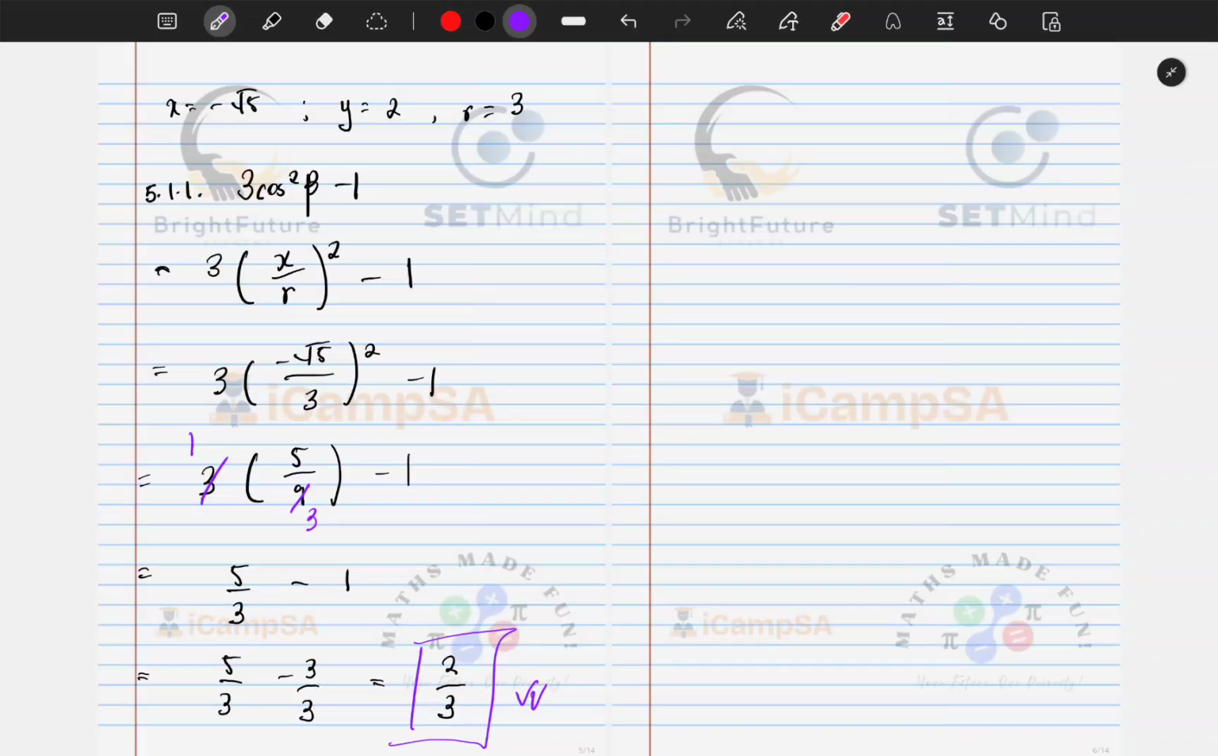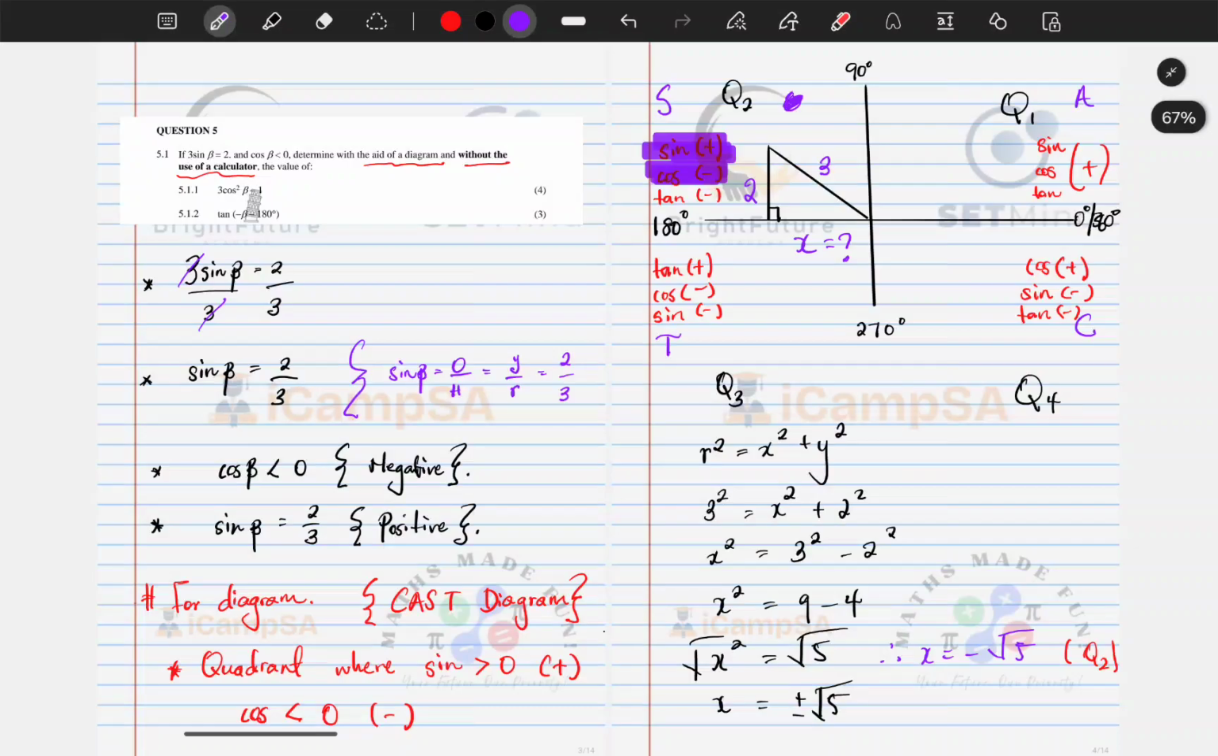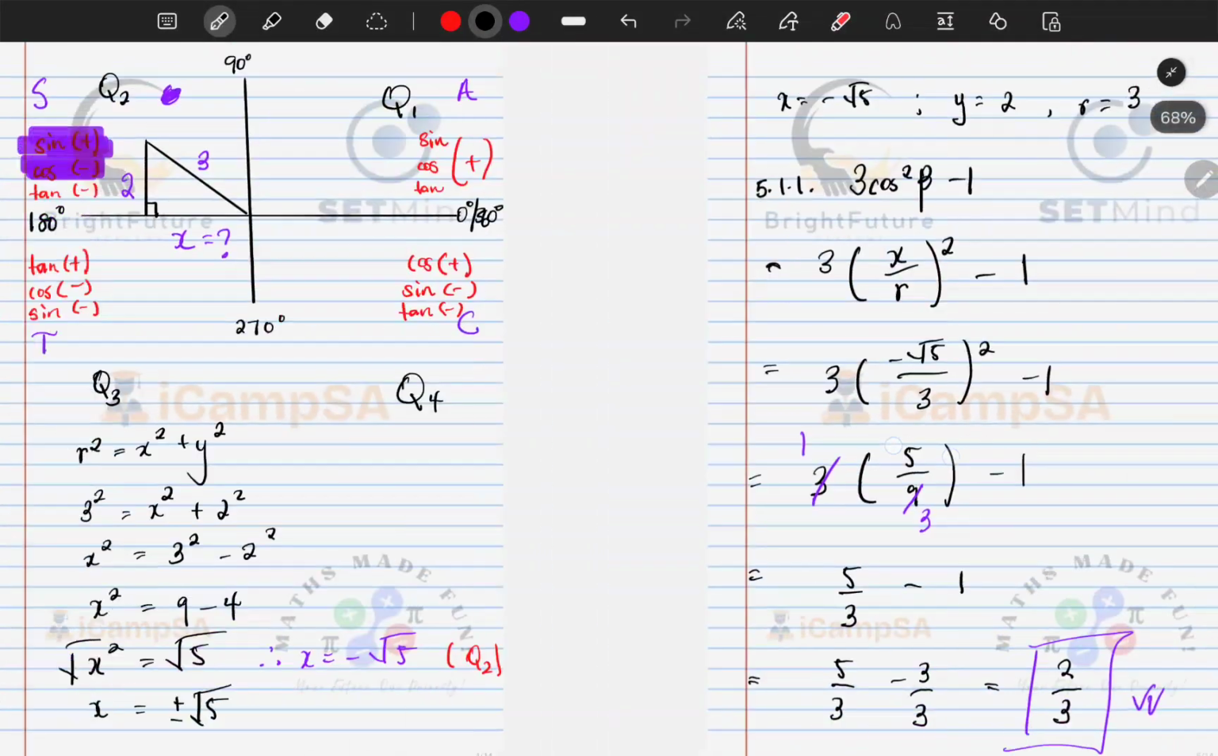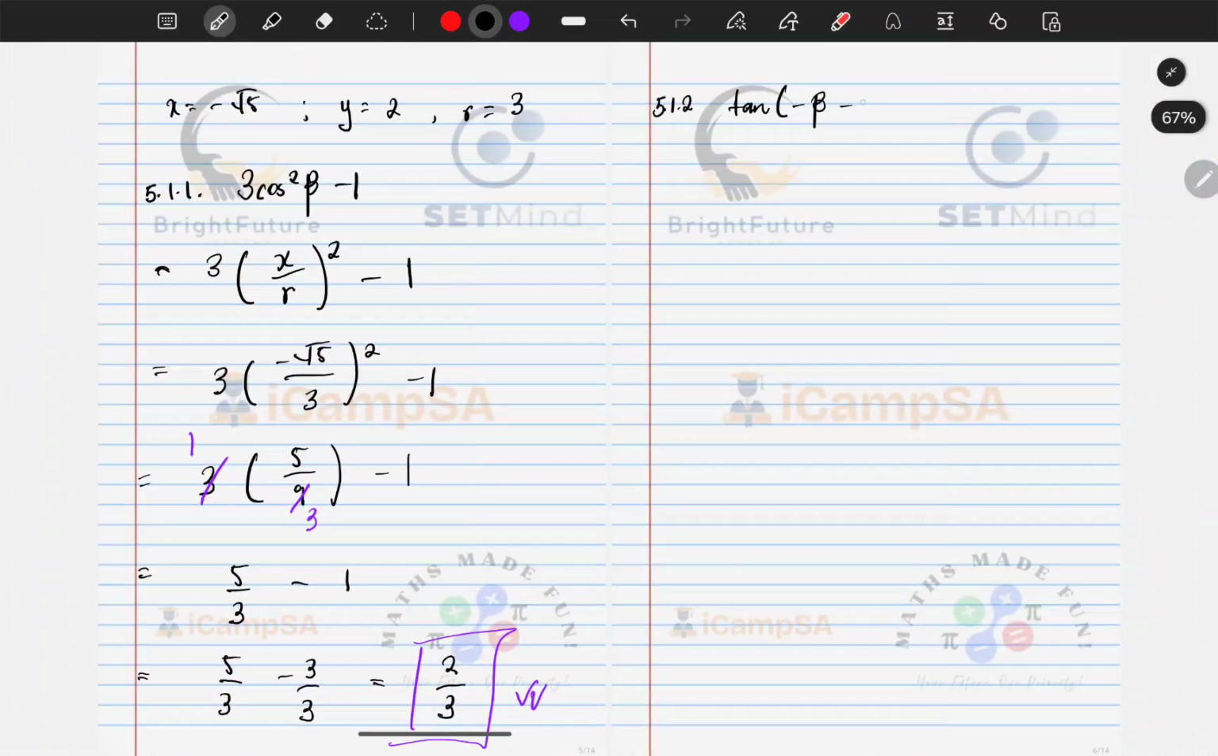Right. Now let's look at the second question. So the second question, which is 5.1.2, it's saying turn into negative theta minus 180. So 5.1.2, it's going to be turn into minus beta minus 180.